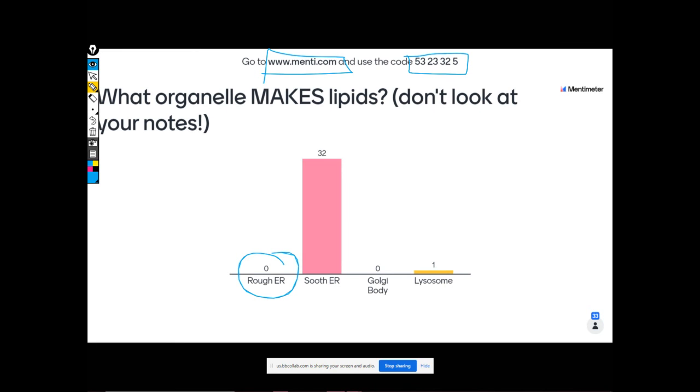Okay, what does the rough ER do? Makes proteins. What does the Golgi body do? Those were easy. Everybody hated those. Let's look at your next, less popular option. If you didn't choose lysosome, what does the lysosome do?